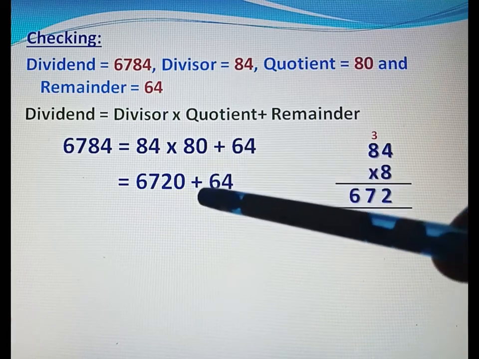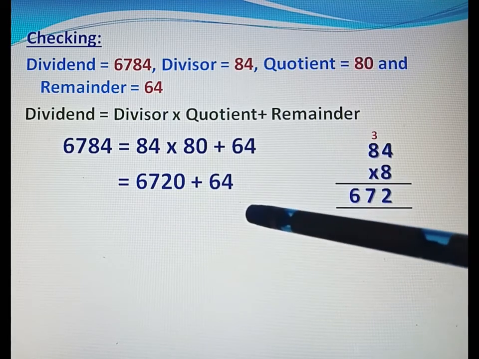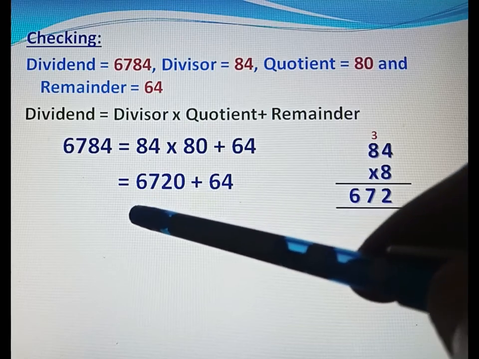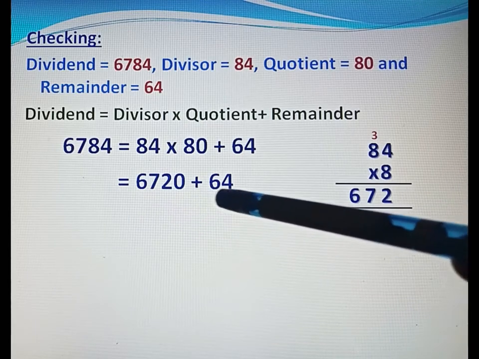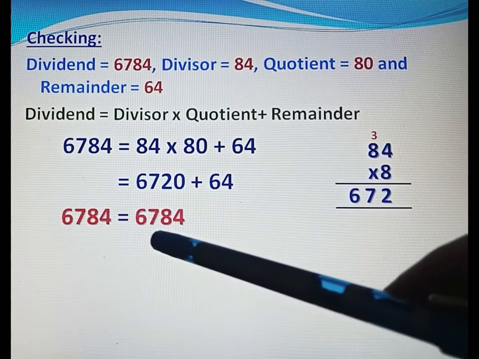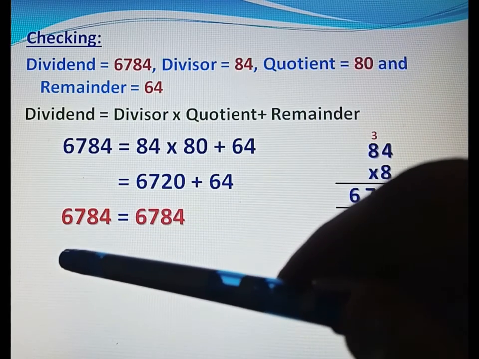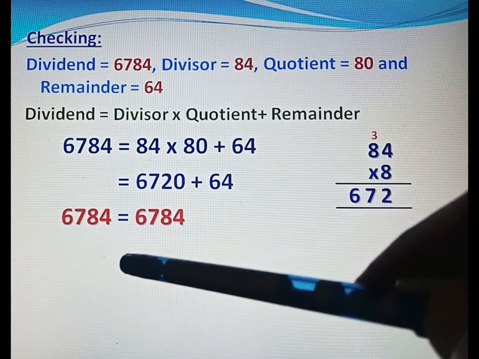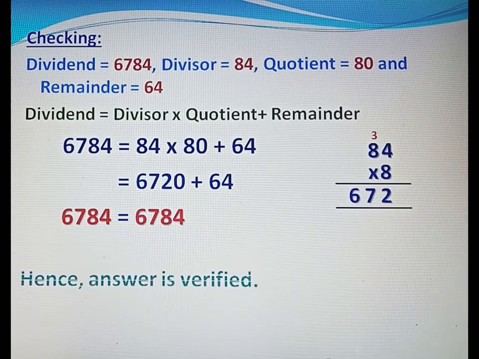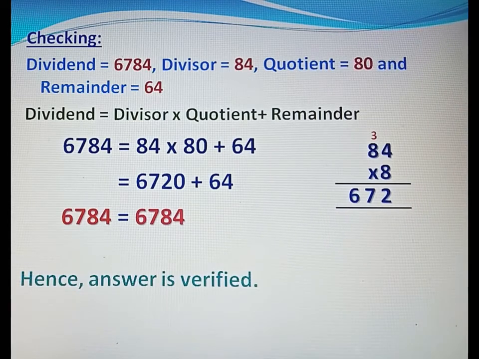6,720 plus 64, and then we will do addition. 6,720 plus 64 equal 6,784, and dividend equal 6,784. Both are equal, hence the answer is verified.